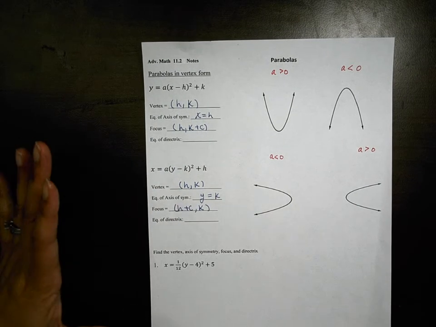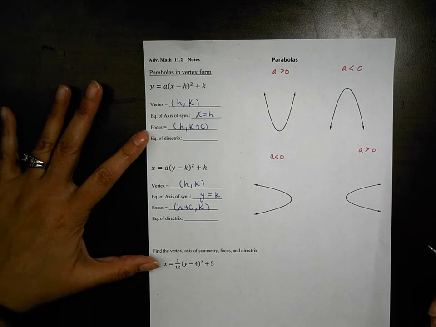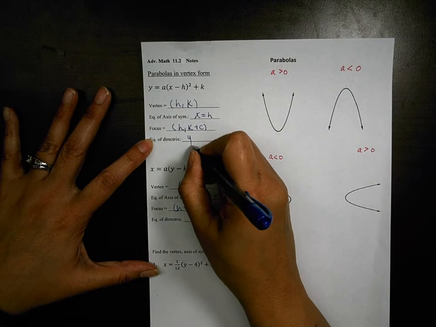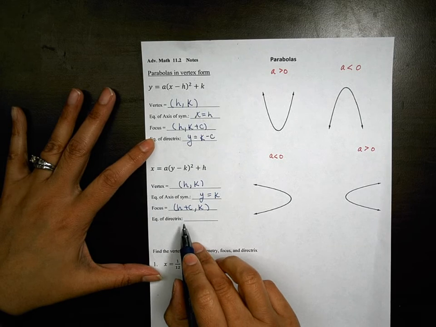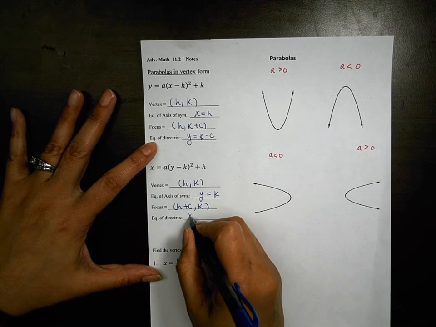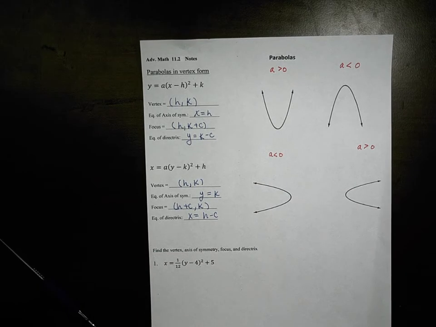You may be wondering what the heck is c, because I haven't even told you what c is. I will in just a little bit. The equation for the directrix is y equals k minus c. This directrix is x equals h minus c. And the same thing, I haven't even told you what all these things are, the equation for the axis of symmetry, or the focus, or the directrix. So I will draw all that stuff in the picture in just a few seconds. Write all the formulas down.